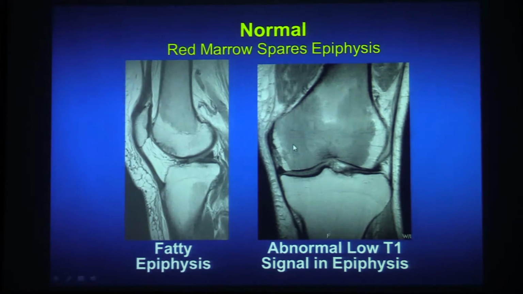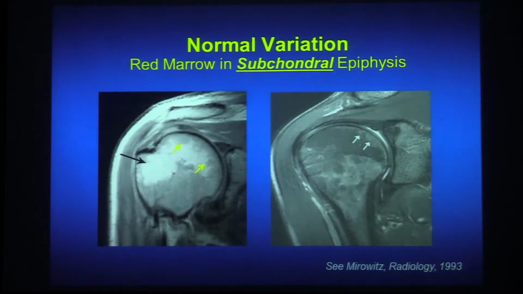What about this patient? This was a 42-year-old woman who was referred for a knee MRI because they were looking for a meniscal tear, and these were the images we got. And we said, well, wait a minute, at 42 years old, this woman really should have fat in her epiphysis the way she does in the tibia. She shouldn't have lower T1 signal in the epiphysis the way she does in the femur. And this turned out to be lymphoma infiltrating the distal femur. So red marrow spares the epiphysis. If you see low T1 signal in the epiphysis, you should start getting concerned about some other process going on.